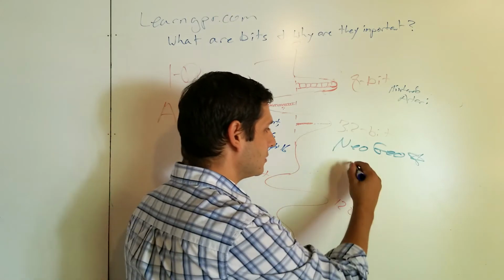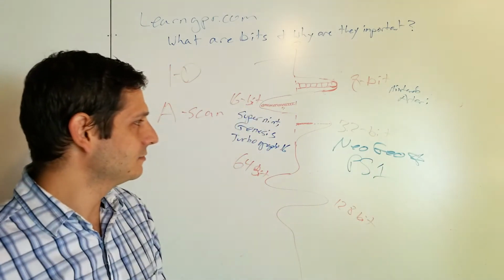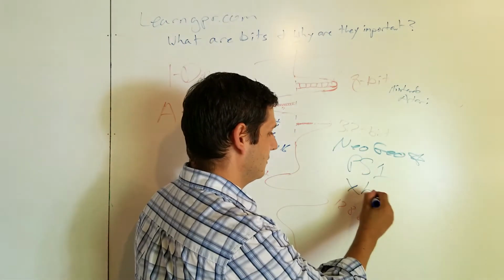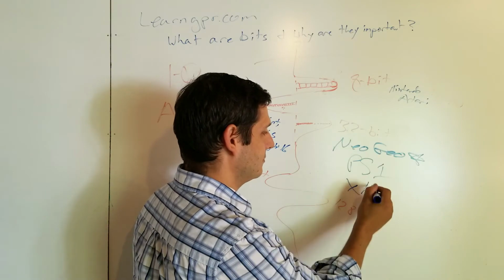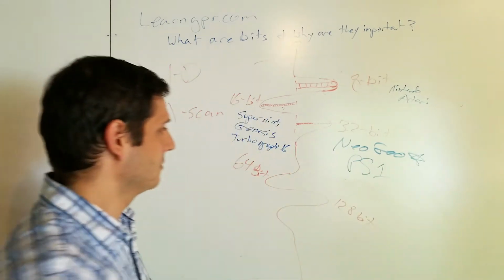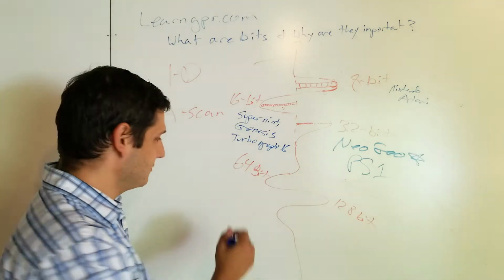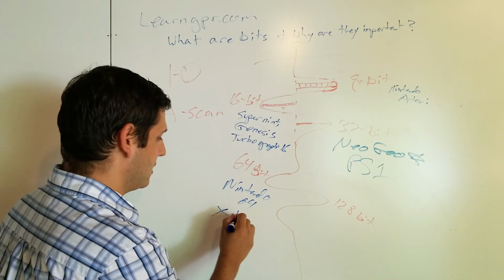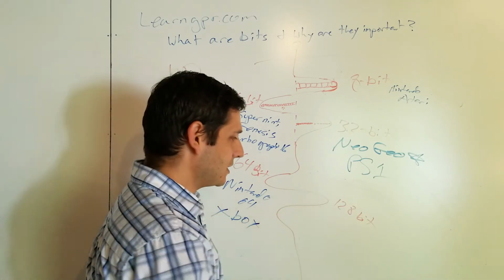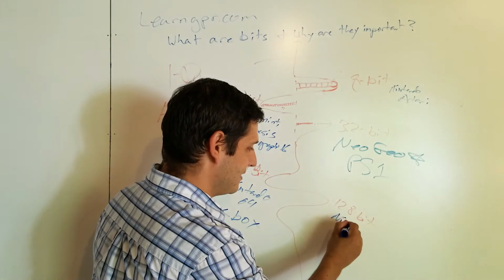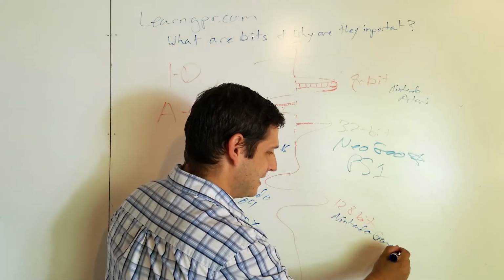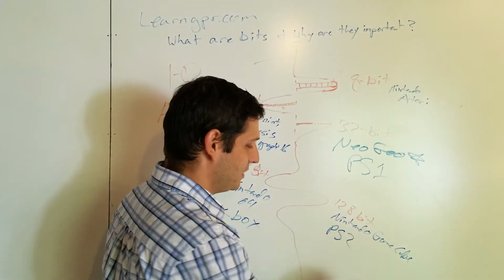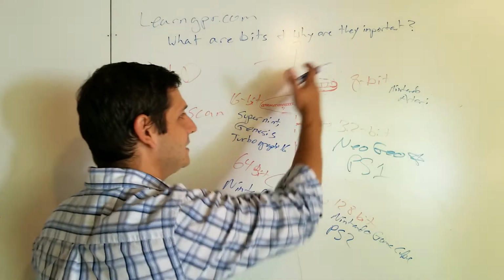Anyway, and what else? PS1, 32-bit. What else? That's it. 64-bit, Nintendo 64. I believe Xbox. 128-bit, Nintendo GameCube and PS2.